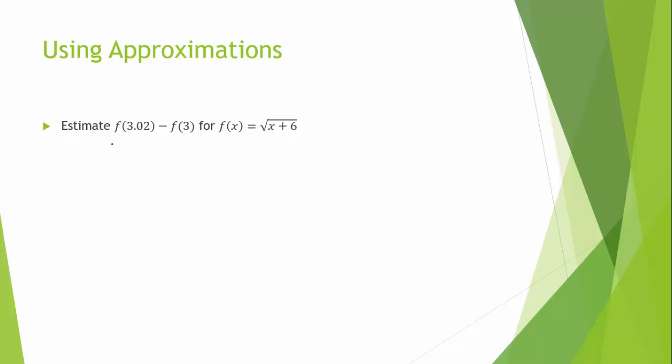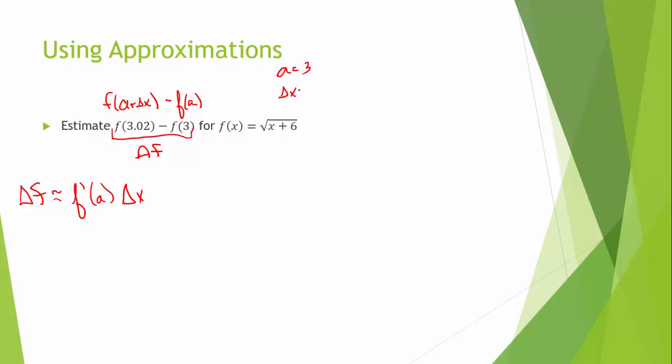Okay, so again, f of 3.02 minus f of 3 is my delta f. And the way we find that distance or approximate it is we do f prime of a times delta x. Okay? Well, f of 3.02 is like my a plus delta x. F of 3 is like my f of a. So that means a is going to be 3, and delta x is going to be 0.02. I just need to take my derivative of this function, evaluate it at 3, and I pretty much have the answer, and then I can go to my calculator and get a nice decimal.